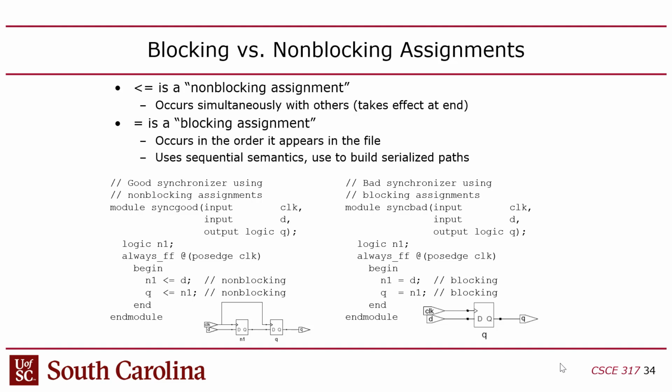I can swap these two lines of code, and even though there appears to be a data dependency between them, because I write a value that I then read in the next line of code, that data dependency doesn't really exist because these are concurrent. These have concurrent semantics. So these are basically creating two flip-flops that are connected in series. So I've got a 1 cycle delay between D and N1, and a 1 cycle delay between N1 and Q, and that's going to create a 2 cycle delay between D and Q, right? So this creates a shift register.